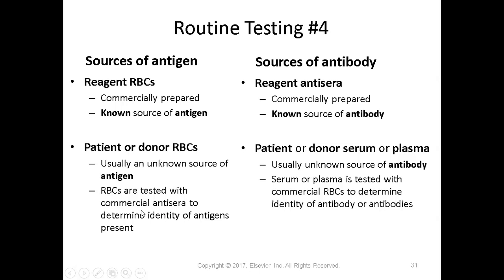So we use a commercial anti-sera that's known to help us determine, okay? So our sources of antibody, the reagent anti-sera are known antibodies. They call them anti-sera. It's the same as an antibody. They're made by a company, and they help us determine if somebody has that antigen on their red cells. Once again, when we're using patient or donor serum or plasma, this is usually an unknown source of antibody, and so we might be using our reagent red cells to help find out if the patient or the donor has those antibodies.